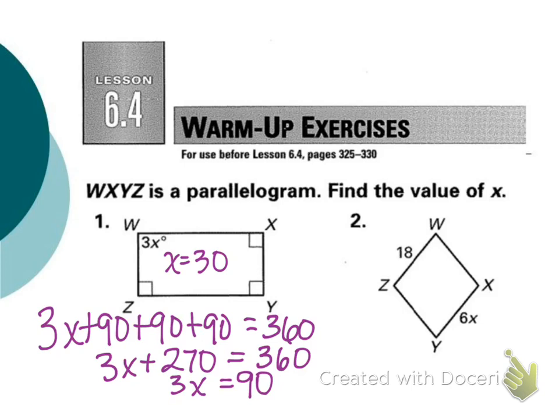Number 2, there's really just one way to do it. What do we know about opposite sides of a parallelogram? They are congruent. So what equation could I set up? 6x equals 18. How would I solve that one? Divide by 6, x equals 3. That's it? That's it. Ooh, I like that problem.